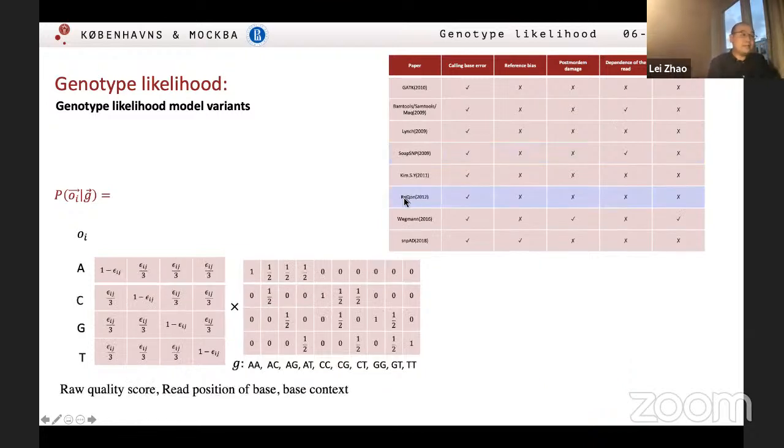And there are other methods like this one. This method takes into account the raw quality score, read position, and base context as we said before, but this one actually does a regression to recalibrate some kind of adjusted base quality score and uses that to calculate the genotype likelihood. But underneath their model, they also assume no reference bias. But now the base calling score has something to do with the position, so it is a position-specific base quality score.